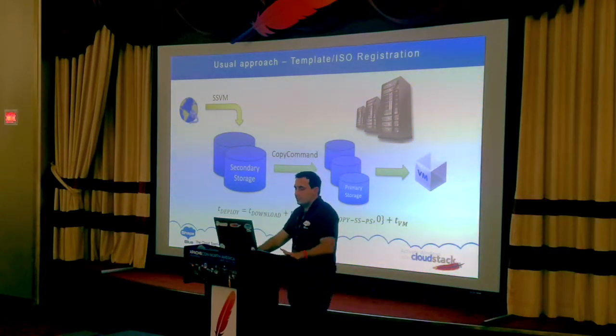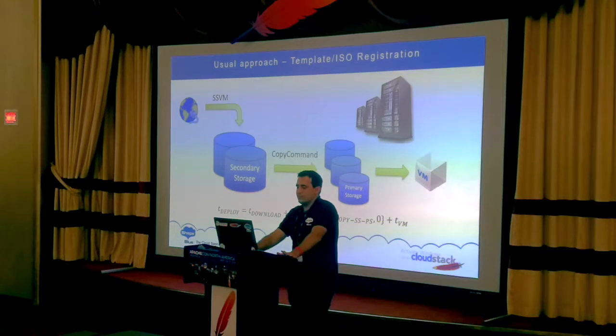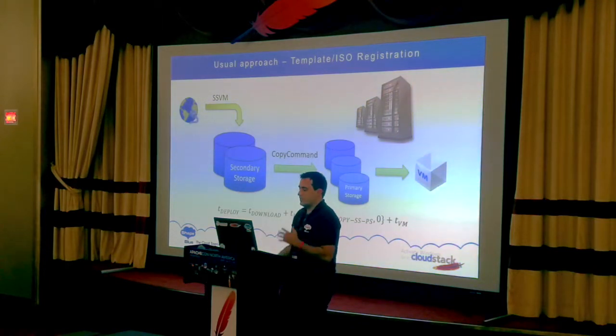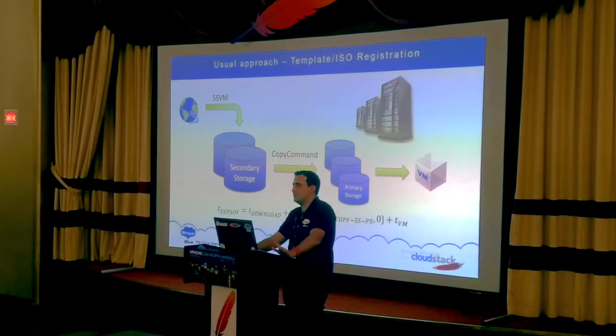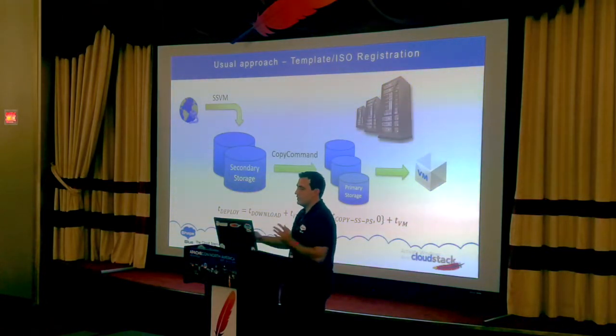What I try to represent in the equation below the diagram is the time it takes to make a deployment from scratch. There's a time to download the template the first time into secondary storage. Then there's an idle time in which the user did not want to do anything with the template, but we consider that. And then, whenever he wants to use it, we need to copy that template into primary storage, and that involves a network copy from secondary into primary.